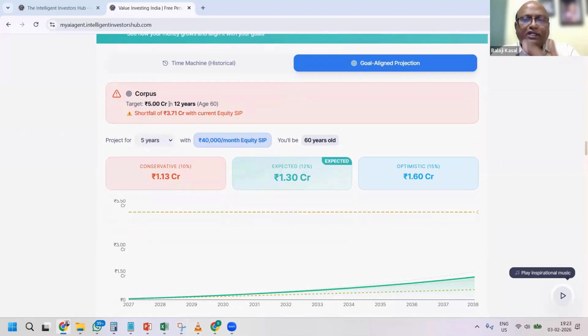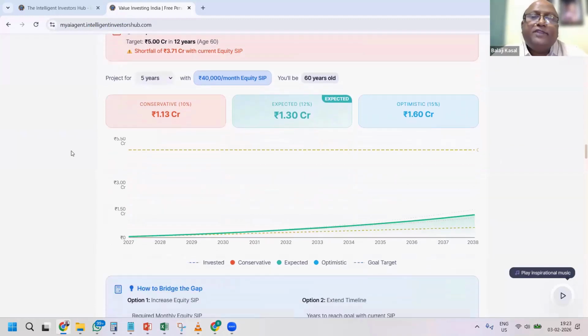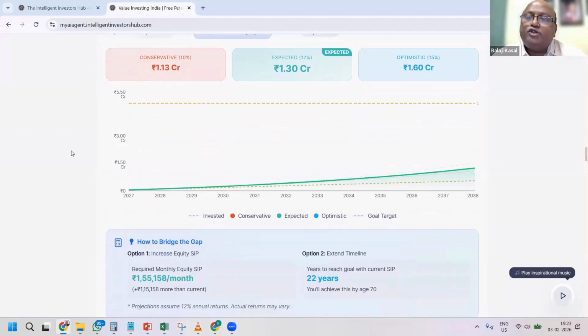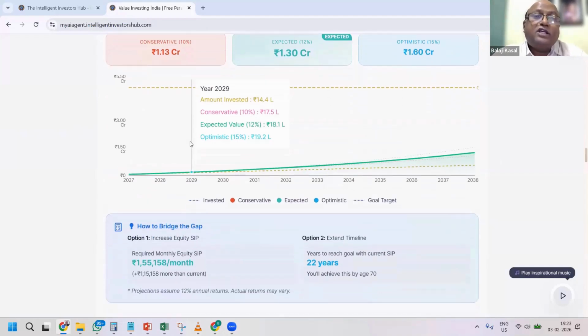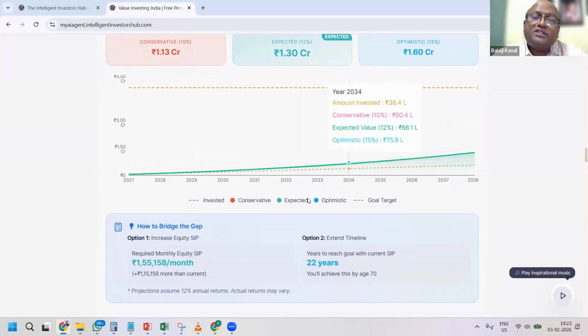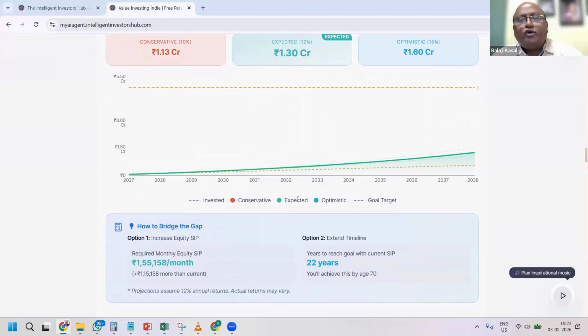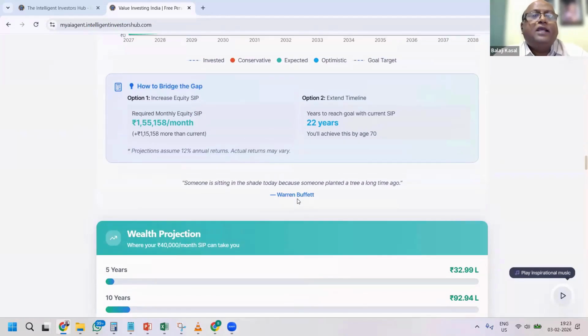It has taken 12 years. Assume age 60, I have typically given the benchmark; a lot of people I have seen with retirement, etc. With 12 years, I need 5 crore. Then what is the shortfall, right? The shortfall is 3.71 crore based on my current investment pattern. It is giving me this, and graph-wise also showing the projection to the future. If I'm doing conservative investment, all those numbers are shown. You go one by one and you're going to understand. I kept it very intuitive.